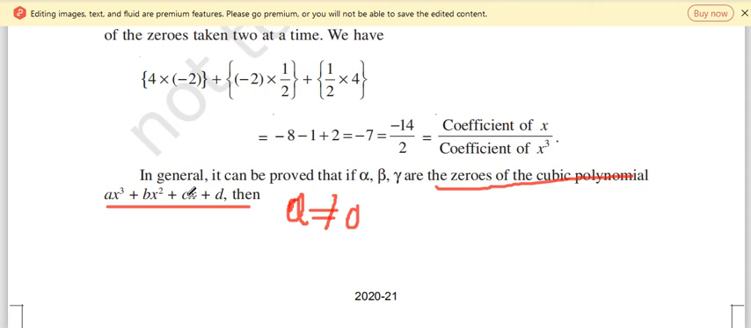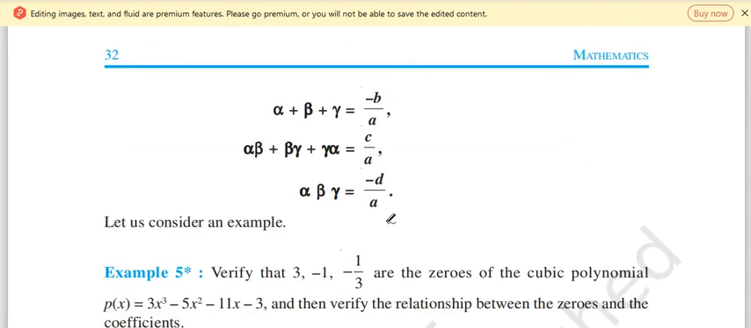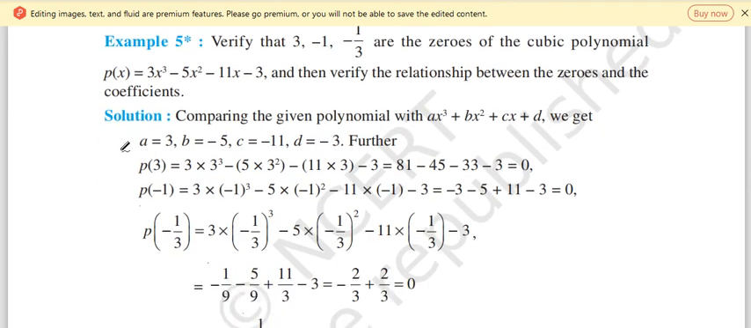Then alpha beta plus beta gamma plus gamma alpha means the coefficient of x by the coefficient of x cube, and the product of all three zeros, alpha beta gamma, equals minus the constant term by the coefficient of x cube. Now verifying these relationships for a polynomial which has 3, -1 by 3 and another as zeros.